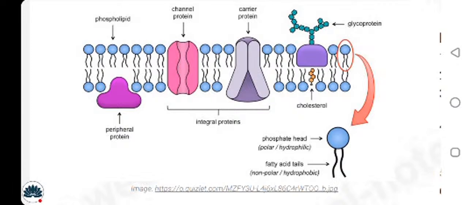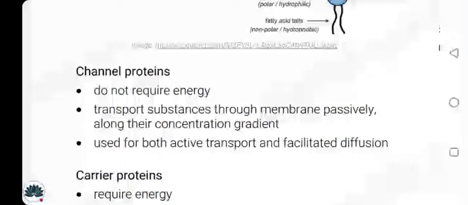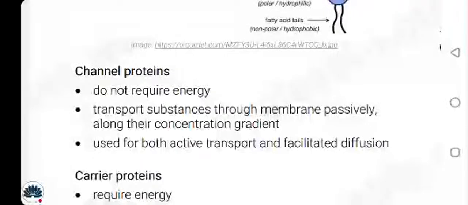What is a channel protein? Basically, channel proteins do not require energy, and they transport substances through the membrane along their concentration gradient, used for facilitated diffusion. Why does it not require energy? This is because they work along their concentration gradient. If the concentration is moving from higher to lower, they move from higher to lower. They move along their concentration gradient, so it does not require any energy, and they transport substances through the membrane passively.